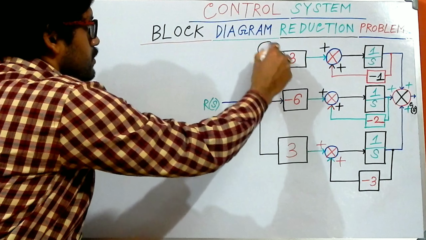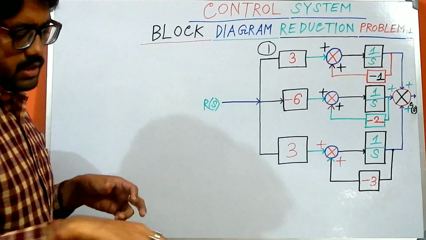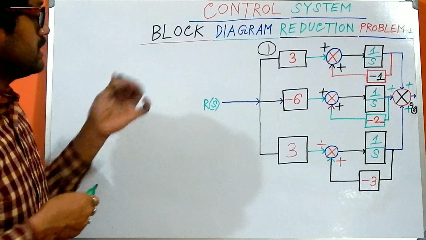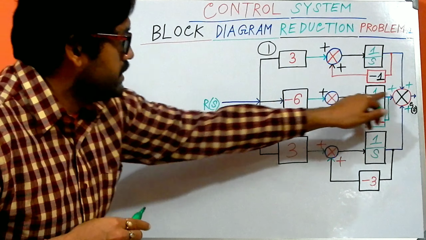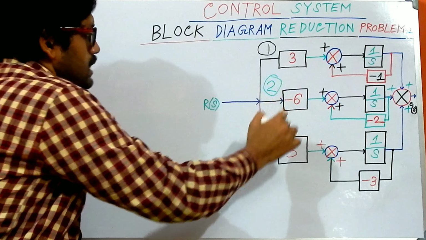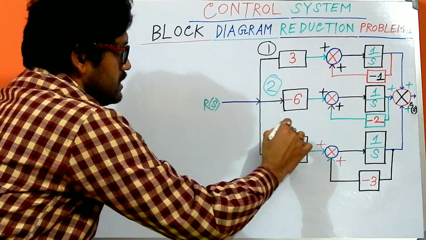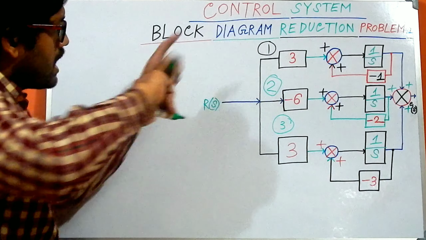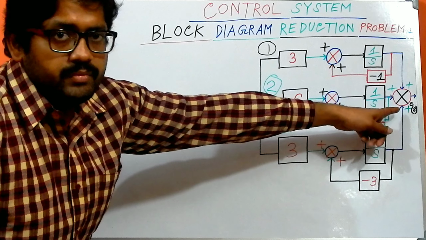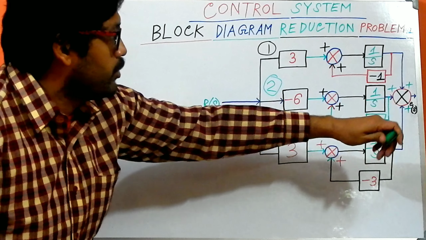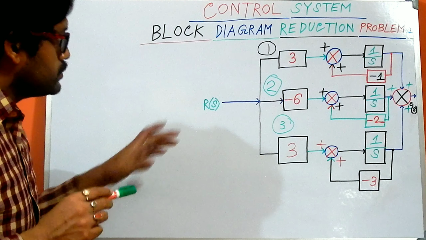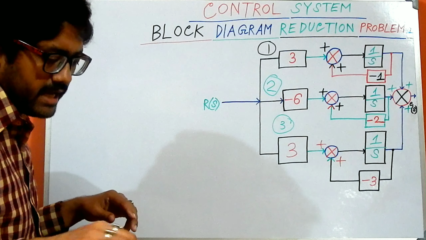this one is my number one line, and number one line means this signal line. The number two is this one along with this one, and this one is our number 3. So 1 plus 2 plus 3, the output of these three blocks make a summation at the summing point, which is our output C(s). Okay, so I will like to draw this 1, 2, 3 line separately.